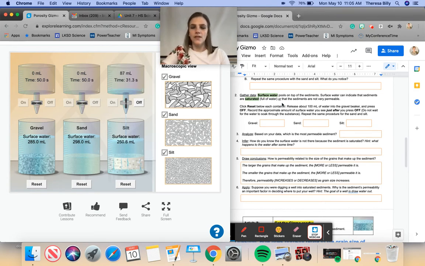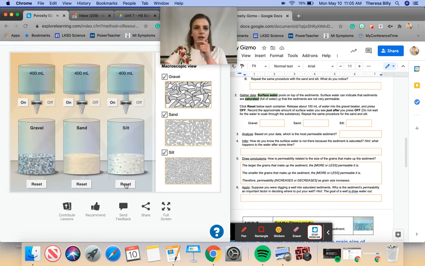Question 2 says gather some data. It says surface water pools on the tops of sediments. Surface water can indicate that sediments are saturated, meaning they are already full of water and can't hold anymore, or that the sediment itself is not very permeable and isn't letting water in. So I'm going to click reset on all of these. And what we want to do is add just about 100 milliliters of water to each of those beakers. And just after I press stop, I want to record how much water is sitting on the surface.